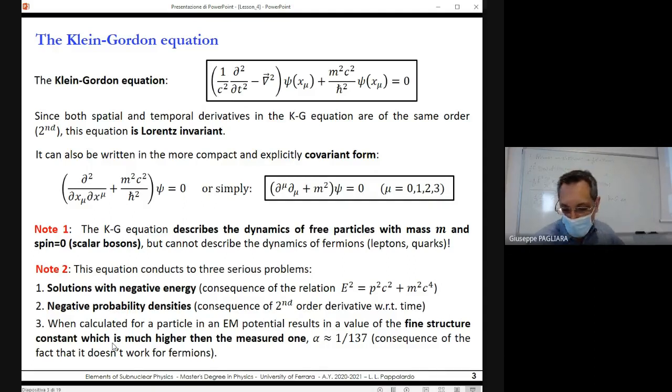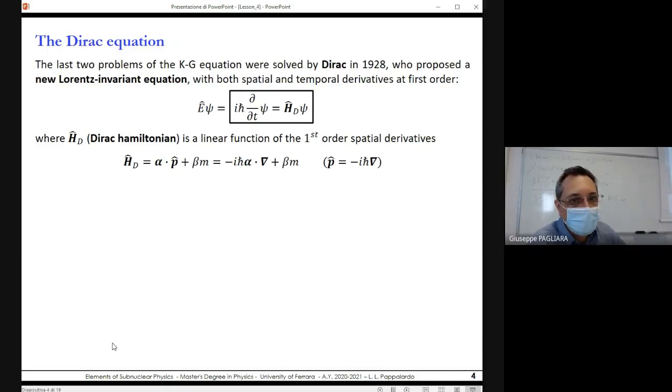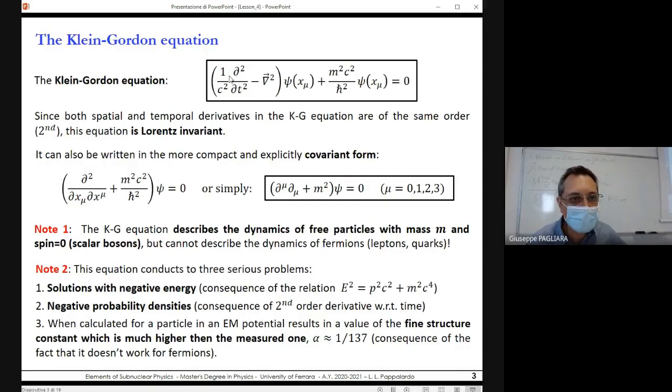Okay. Now, let me tell you that, as I was mentioning before, the Klein-Gordon equation was developed and proposed even before the Schrodinger equation. But nonetheless, Schrodinger became much more famous because the Schrodinger equation works perfectly well, and this one works only in some limited cases. Okay, so they lost their chance to be famous.